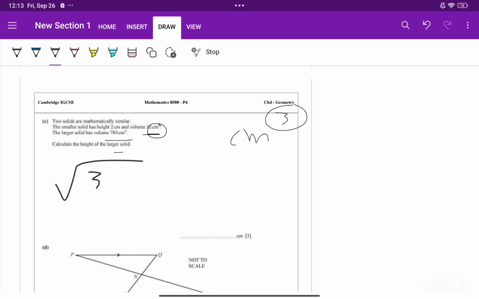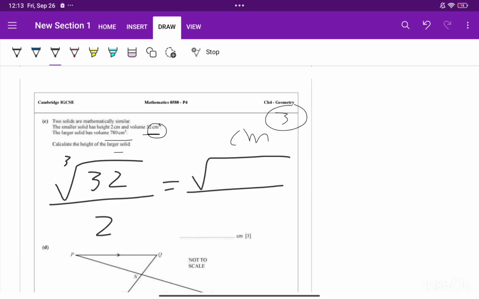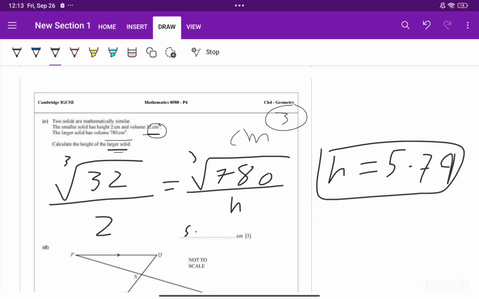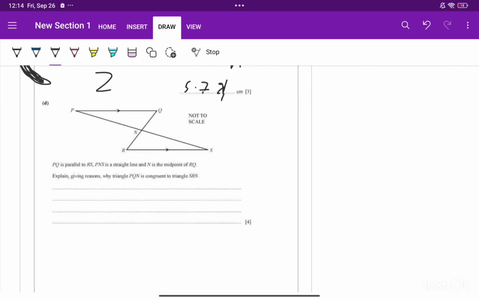So it will be cube root of 32 divided by 2, which is the height of the smaller solid, equal to cube root of 780 divided by the height of the larger solid, which we don't know. So the answer will be 5.79. This is our answer, 5.79. Okay, and we use this cube root because we want the units of both the values to be the same. So by doing the cube root, we have made centimeter cube into centimeter. Okay, let's move to part D.